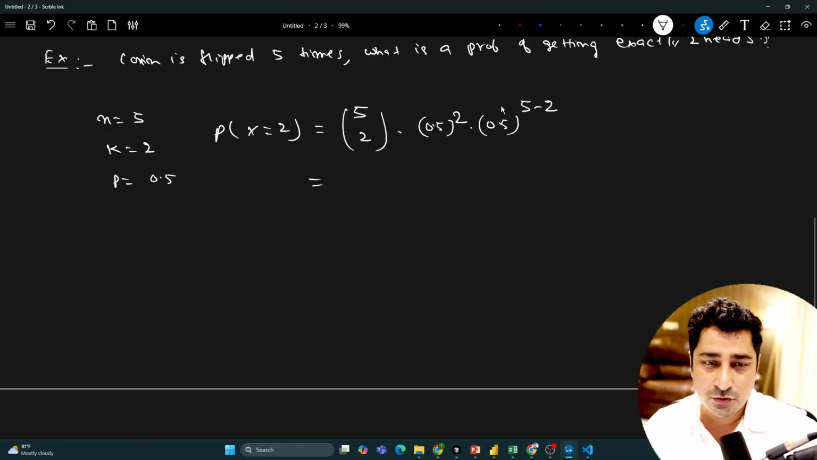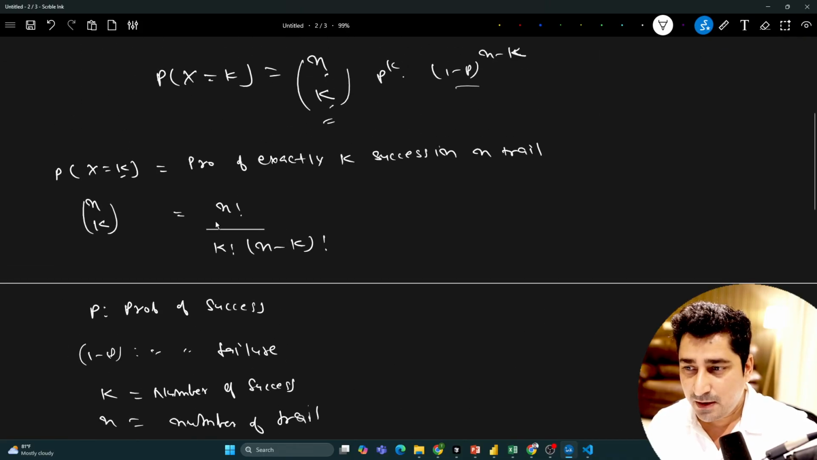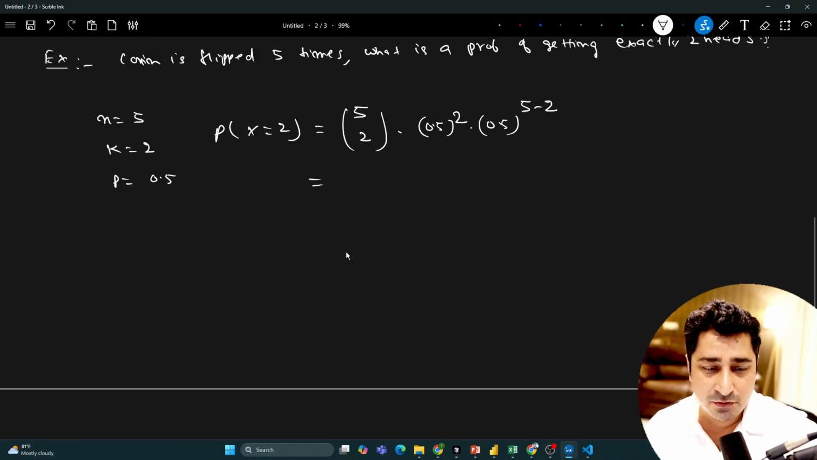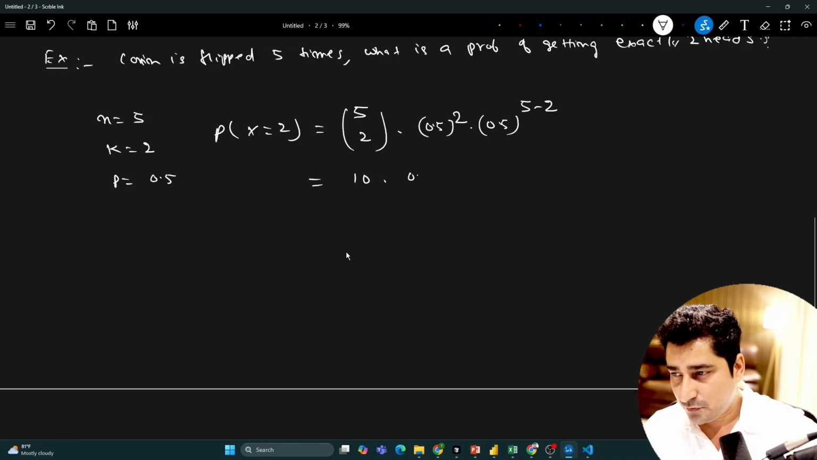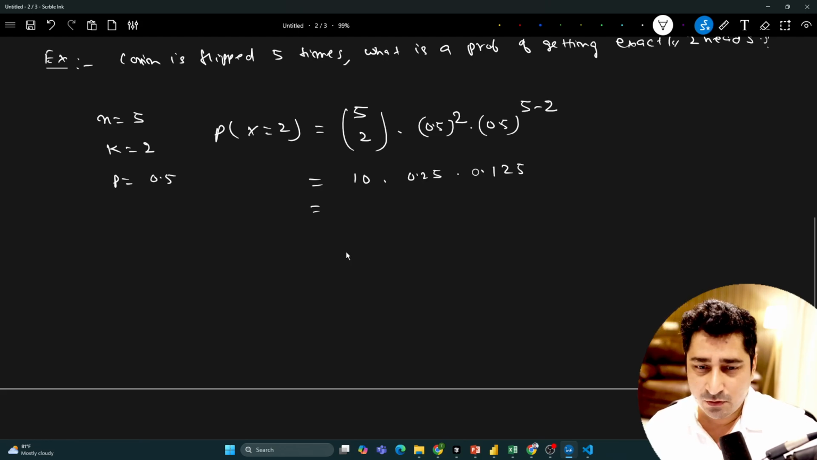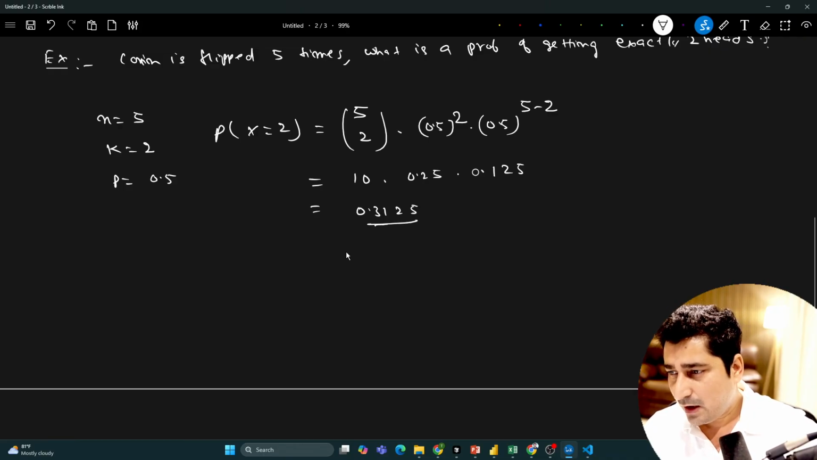Now if you are going to do the math, if you are going to find 5 choose 2, you can apply this formula: factorial of 5 divided by factorial of 2 into factorial of 5 minus 2. So this is going to give you 10, and this is going to give you 0.25, and this is going to give you 0.125. Now if you do the math over here, you will be able to get 0.3125. So now I'm able to get the answer.